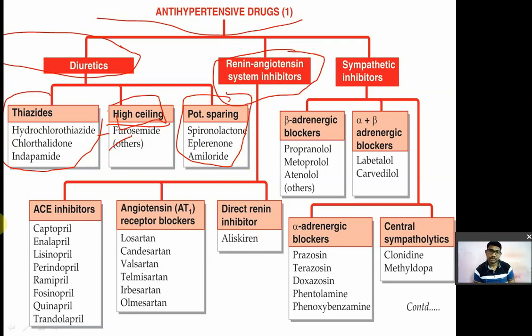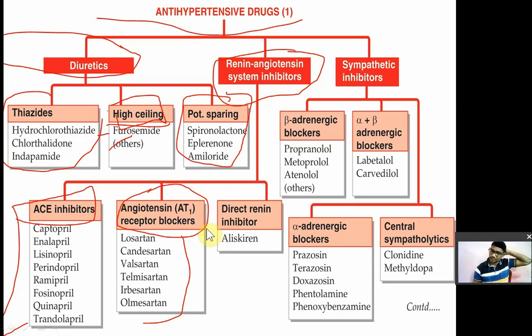Renin-angiotensin system inhibitors have 3 subclasses. First is ACE inhibitors, angiotensin converting enzyme inhibitors: captopril, enalapril, lisinopril, perindopril, ramipril, fosinopril, quinapril, trandolapril. Then the next class is angiotensin receptor blockers, AT1 receptor blockers: losartan, candesartan, valsartan, telmisartan, irbesartan, olmesartan. All of these are angiotensin receptor blockers.